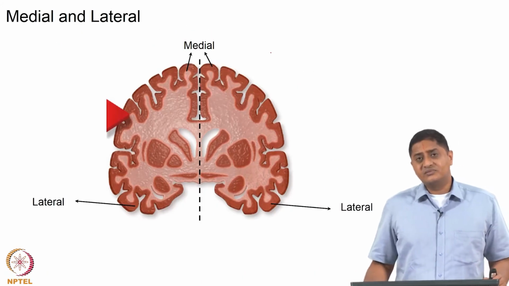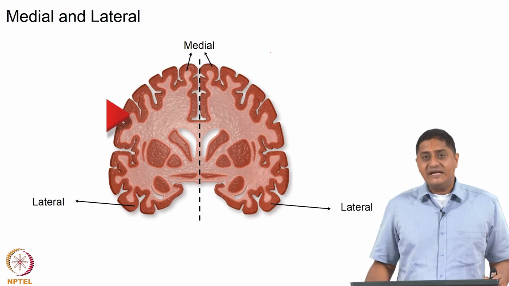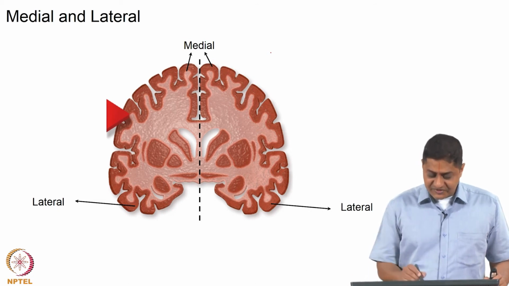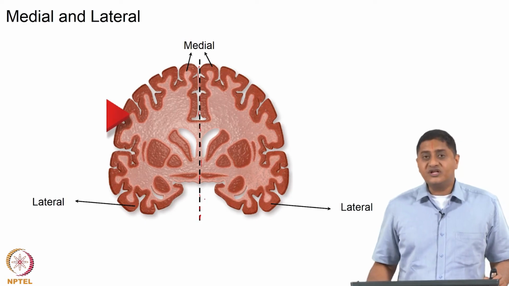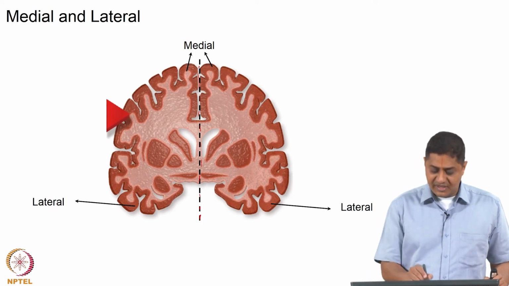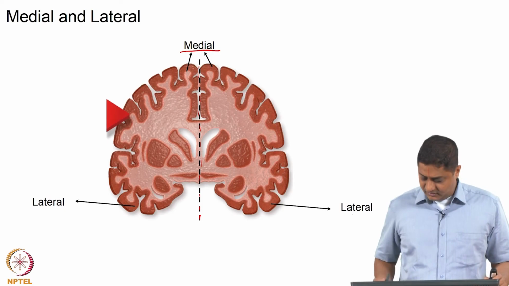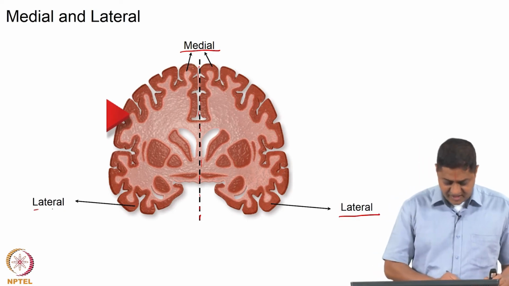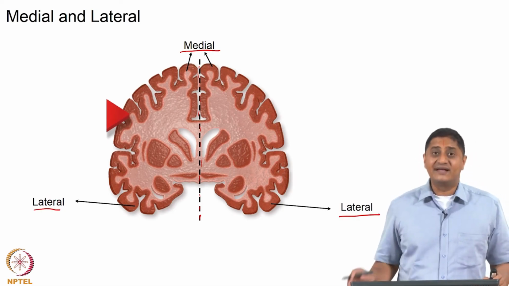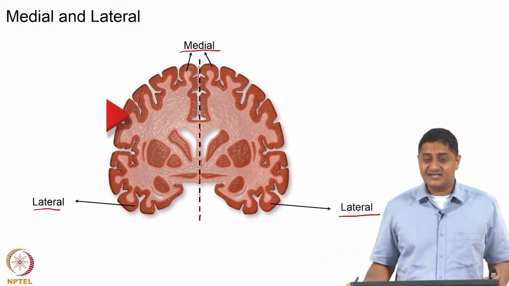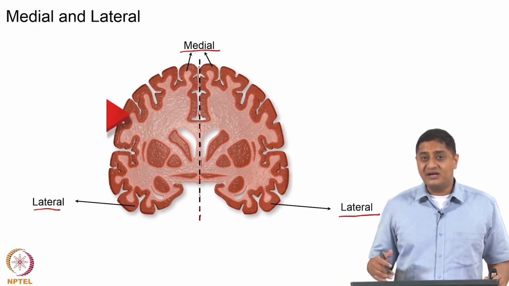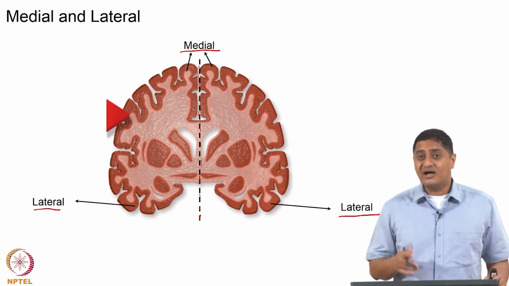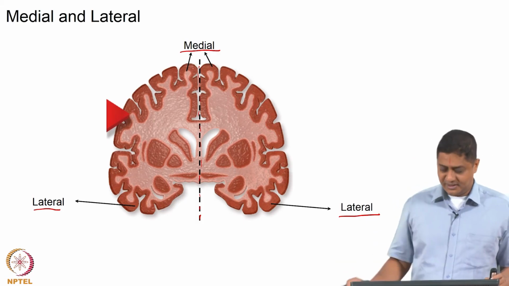Also, another term that is frequently used is medial and lateral. Suppose there is a midline, for example, like here. Those regions that are closer to the midline are called medial, and those regions that are farther away from the midline are called lateral. So, whenever we say something is lateral, you are referring to something that is farther away from the midline. If you say medial, it is something that is closer to the midline of that considered region.